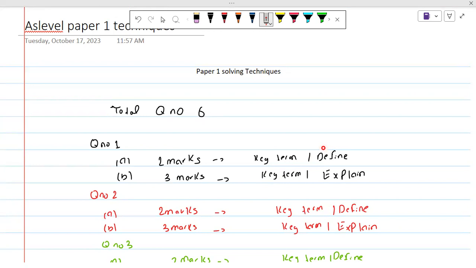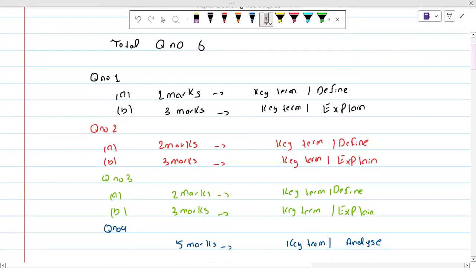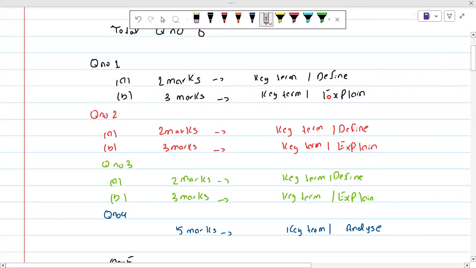So for 2 marks, we have to define the key term, and in part B there is a question which carries 3 marks, and the most used key term is explain. We will discuss how to break down the mark scheme, and how we can write for the different assessment objectives. Okay, so in question number 2, we again have 2 and 3 mark questions, and again the key terms are define and explain.